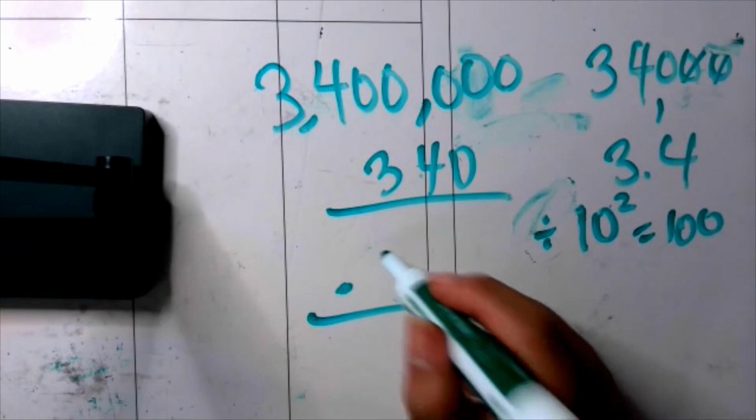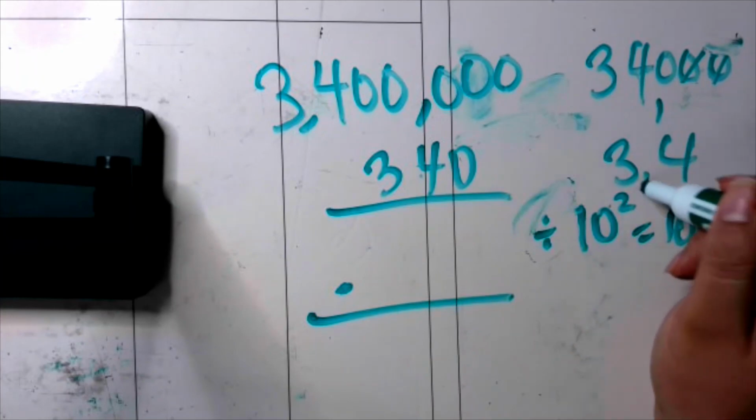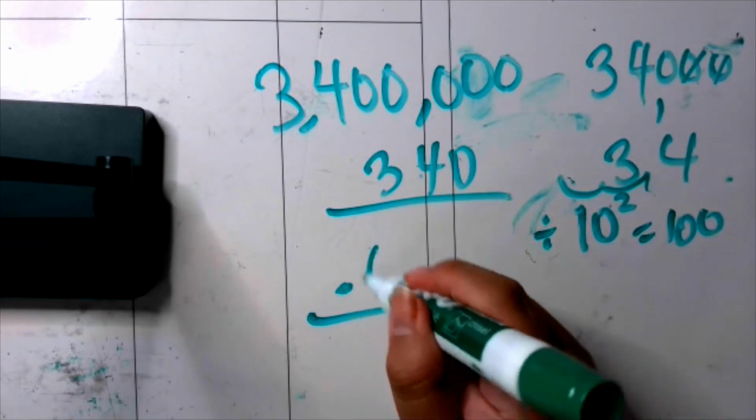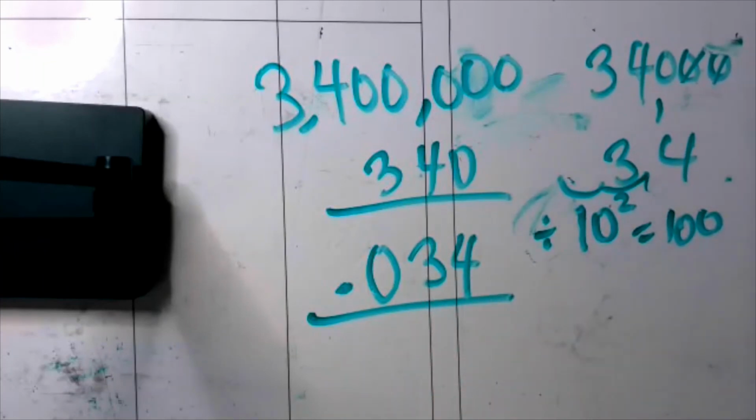I know that I'm going to shift it 1, 2. No, the other way. Sorry, I shifted left. 1, 2. So I know I start off with a 0. 34 thousandths.